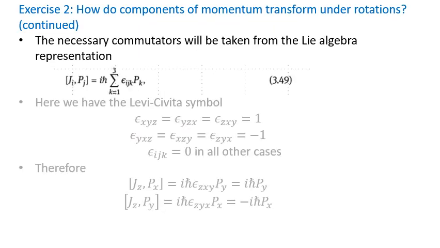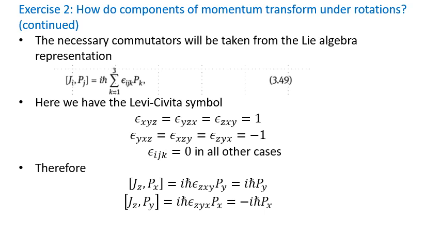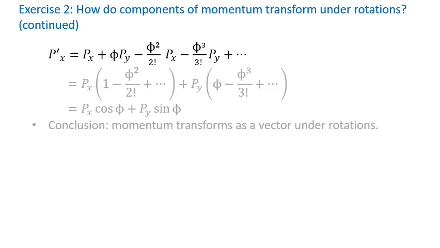The required commutators can be taken from our basic list of Poincaré-Lie algebra relationships. Epsilon ijk here is a so-called Levi-Civita symbol. Therefore, we get explicitly the two required commutators. Next, I substitute these commutators in the original series. And notice that all terms are proportional either to px or to py, and collect the sums of factors in two parentheses.